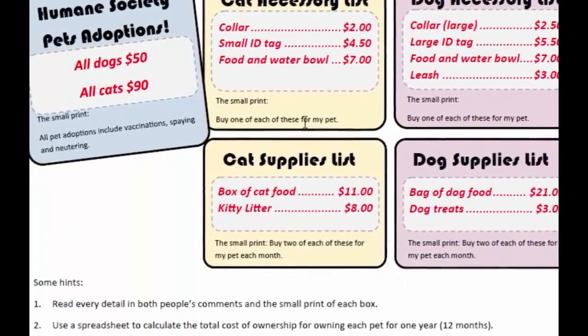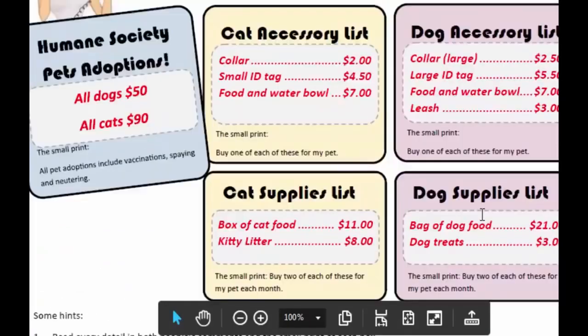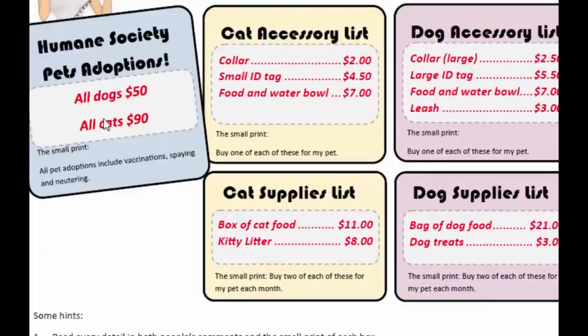First of all, notice that she's talking about a year. And so at the bottom down here when it says hints, it says use a spreadsheet to calculate the total cost of ownership for owning a pet for 1 year. So we'll just assume 1 year is the length of our expenses.